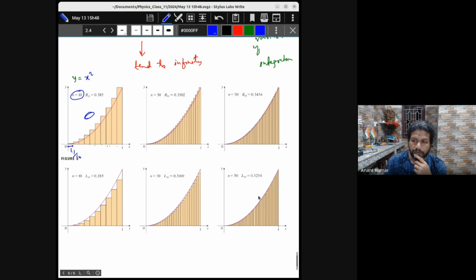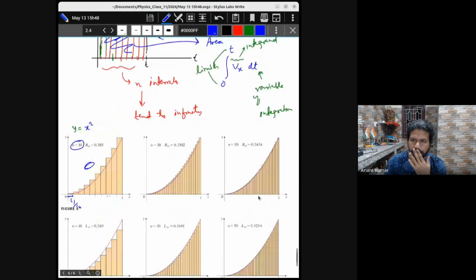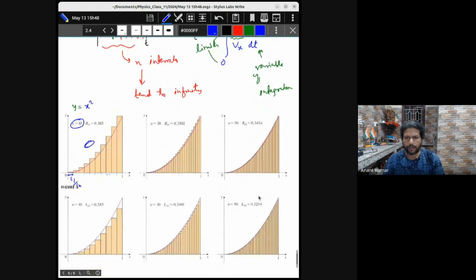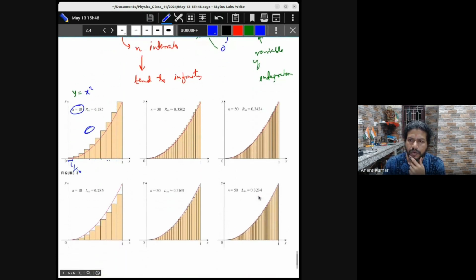In the limiting situation, when n tends to infinity, the difference will be simply gone, and what we actually end up getting is the actual limit. But as I said, the process is very, very complicated. You also notice, by the way, the values of the areas: in the last situation, the upper value is around 0.3434 and the lower is 0.3234. The actual area is 1/3, which is 0.33 recurring, slightly more than the lower value and slightly less than the upper value, lying in between them.